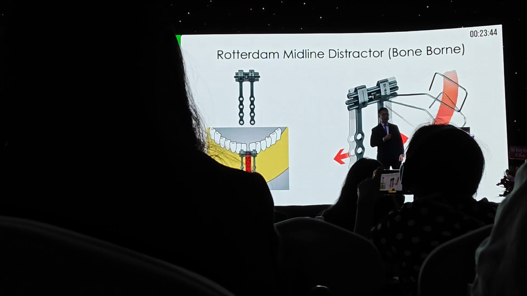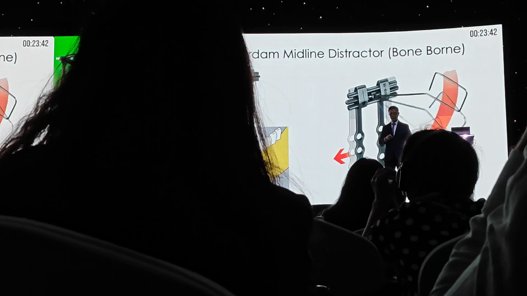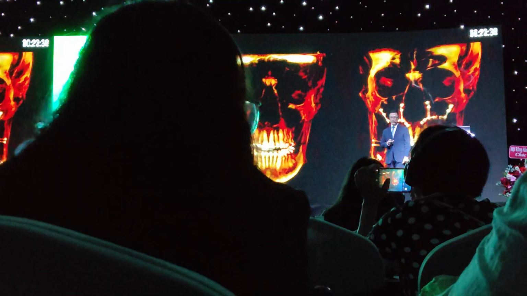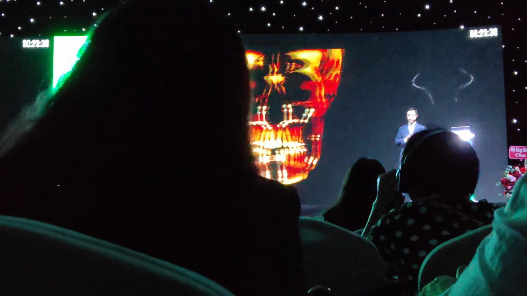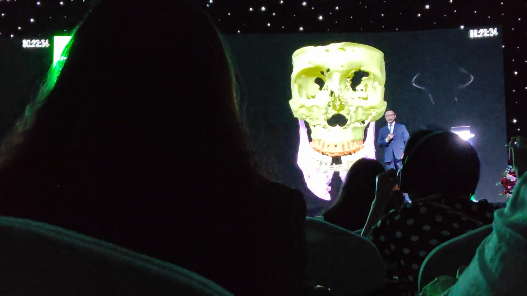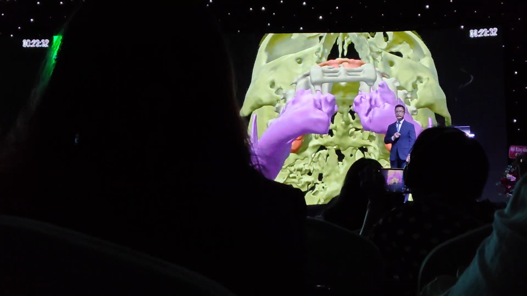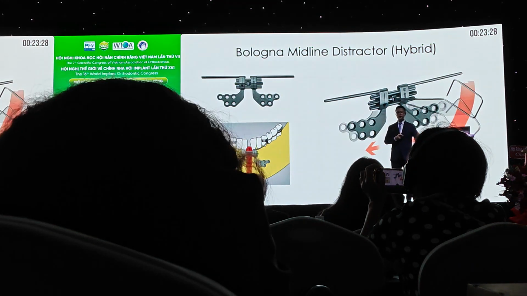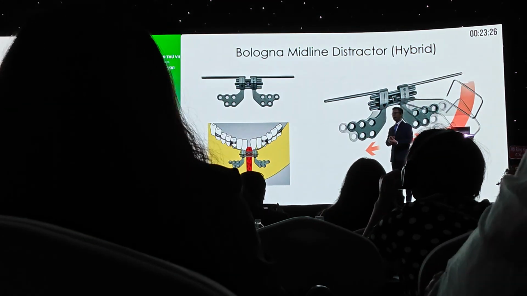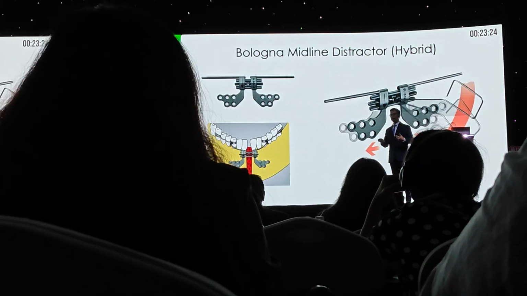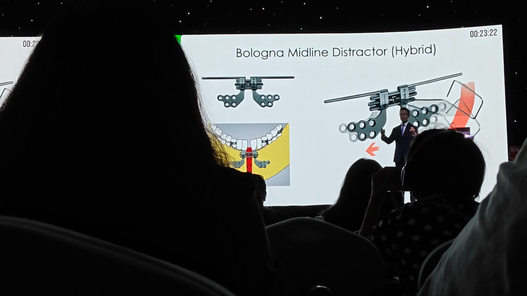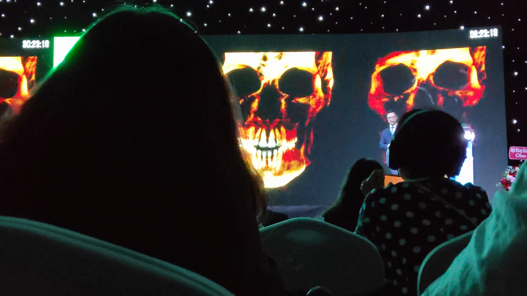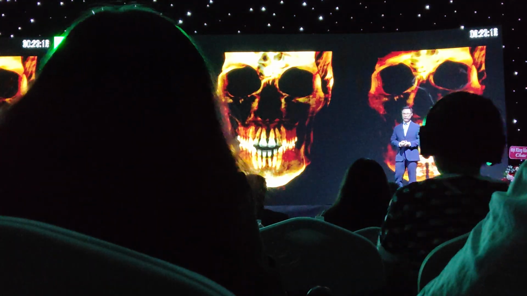Another one we call the Rotterdam midline distractor. This is a bone-bone distractor. And this is the example of the bone-bone. And you see the cone beam, we separate it totally. Third one is the Bologna midline distractor. Hybrid is the appliance. The bottom one will go to the bone, the upper one, arm will go around the premolar or the canine. So this is another example of the Rotterdam expander.